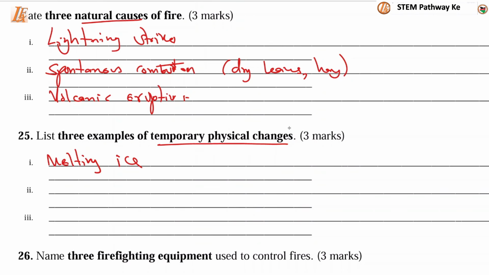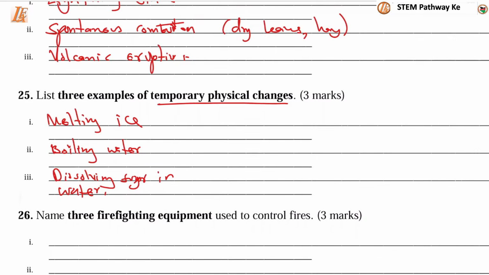ice to form water. This is a good example. Another one, boiling water. In this case, if you boil water, you form steam. Another one is dissolving sugar in water. These are examples of a temporary physical change.